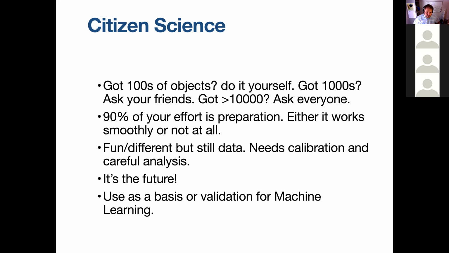It's the future, or at least it's part of the future. This is a basis, for example, for how we train machine learning. Another part is that we can actually train a machine learning algorithm as the voting happens, so it basically becomes machine-assisted citizen science. I'll talk about that in the last class.